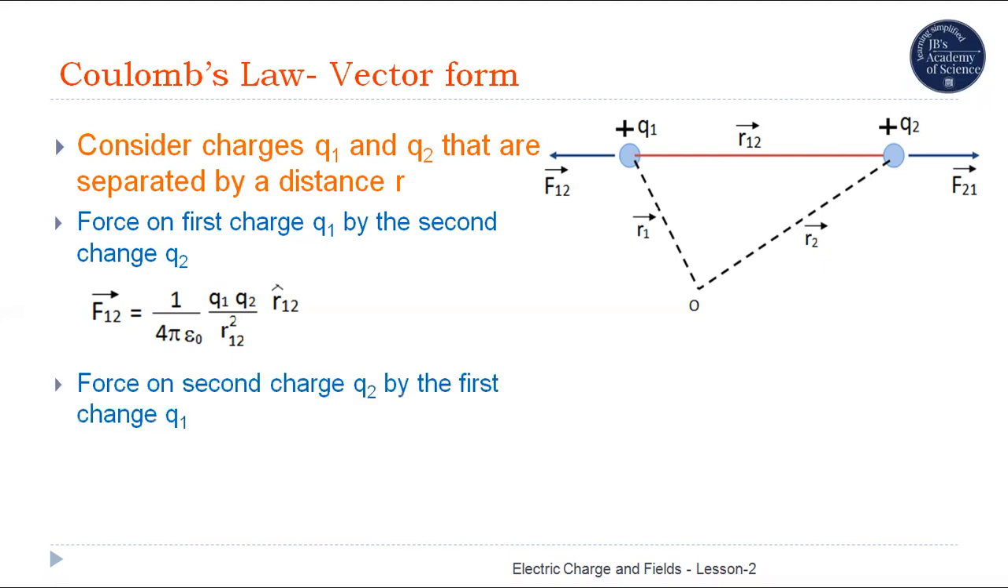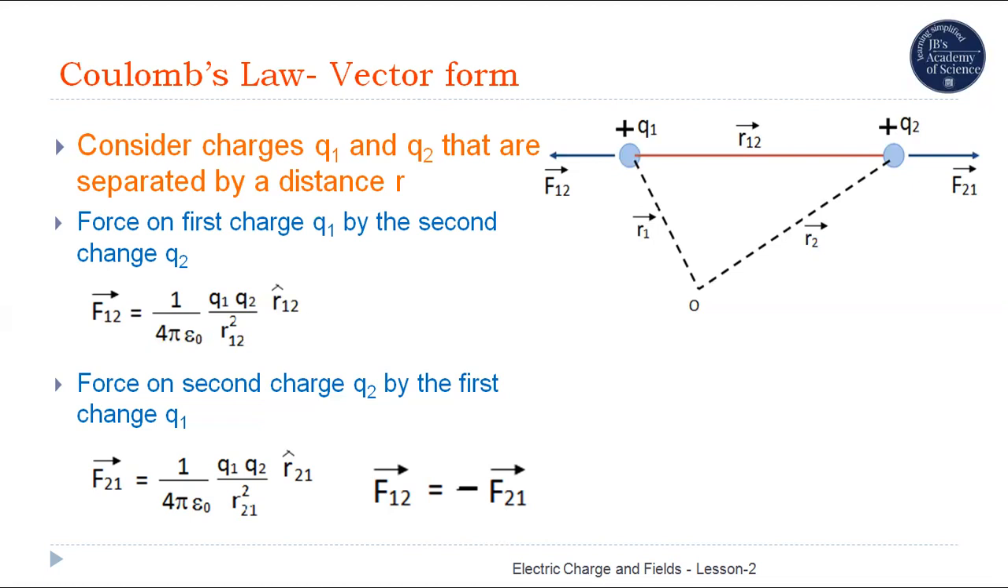Similarly, force on second charge Q2 by the first charge Q1, F21 is equal to 1 by 4 pi epsilon 0 Q1 Q2 divided by R21 square into R21 cap. So from these two equations, we can see that the magnitude 1 by 4 pi epsilon 0 Q1 Q2 divided by R12 square is same as 1 by 4 pi epsilon 0 Q1 Q2 divided by R21 square.